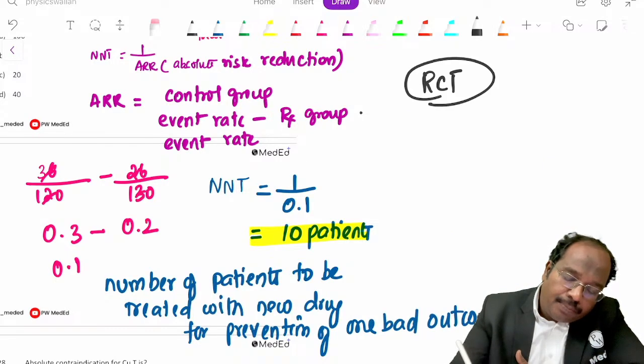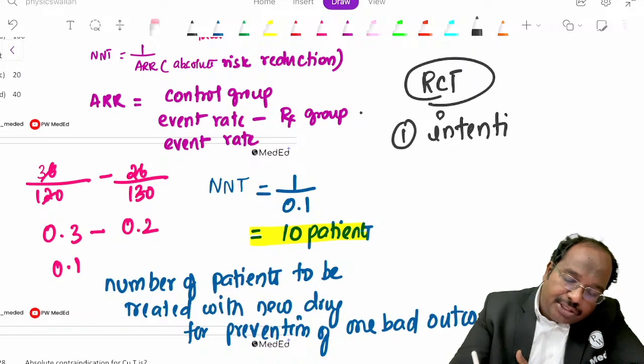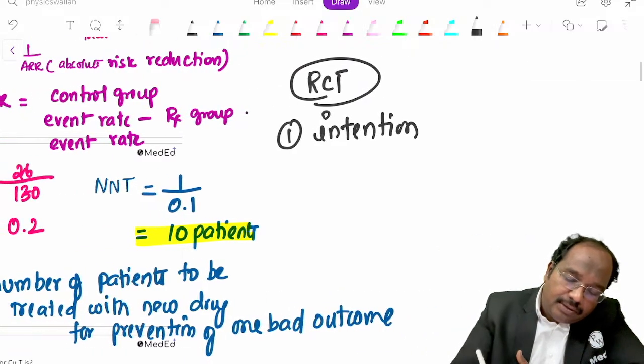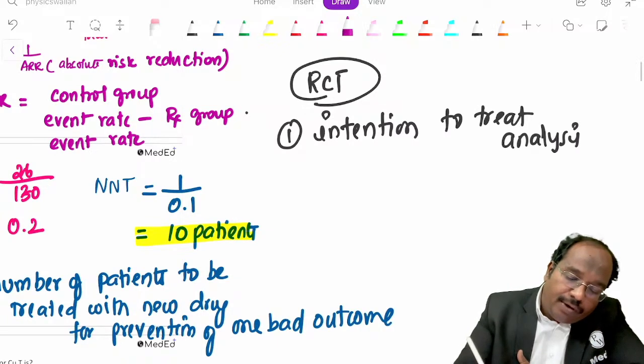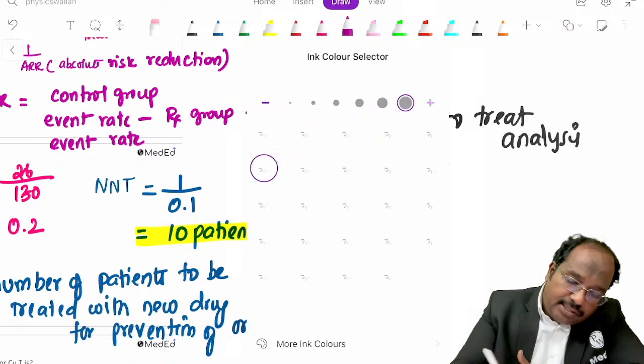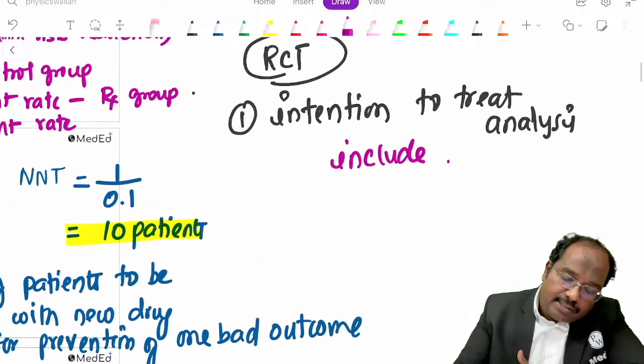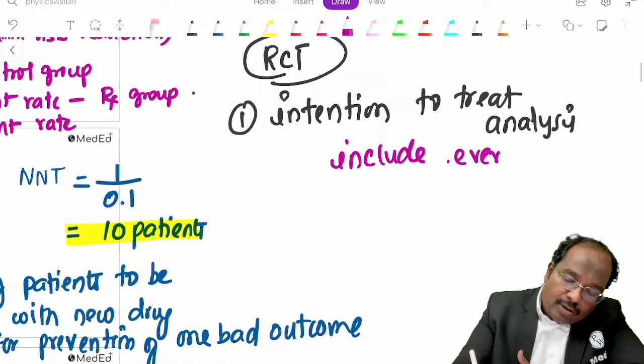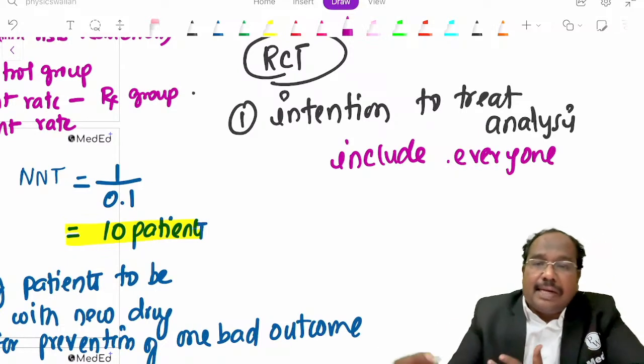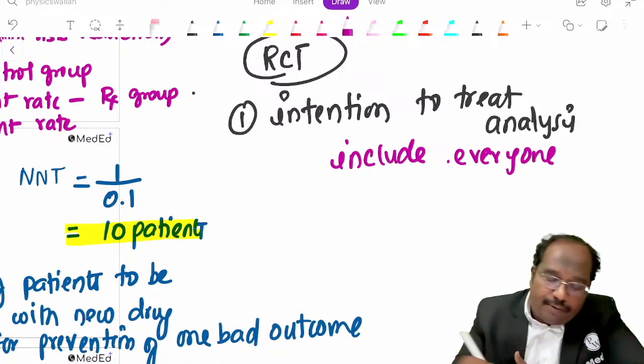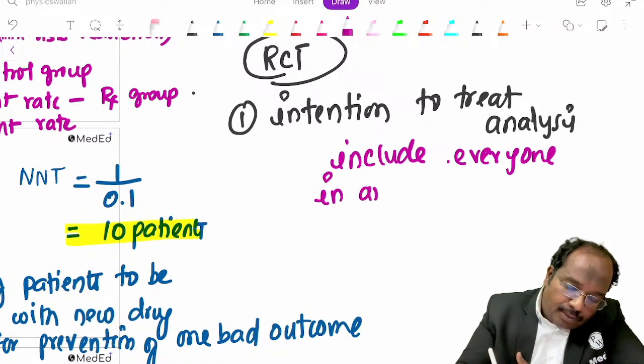In an RCT, two types of analysis we will do. One is intention to treat analysis. So include everyone in the analysis, whether they are taking the drug regularly or not. Include everyone in the analysis. That is intention to treat analysis.